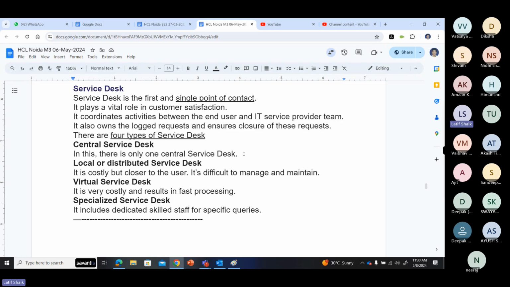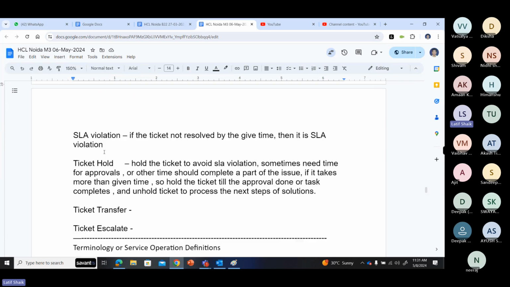Virtual service desk is costly but fast processing. It's like IVR type of support, simple managing of service tickets, with automation kind of stuff. Virtual interactions you can provide. Specialized service desk means specific types of queries or specifically skilled persons are dedicated to a specific client. So that is the specialized service desk. Once again, what is a service desk? Single point of contact.